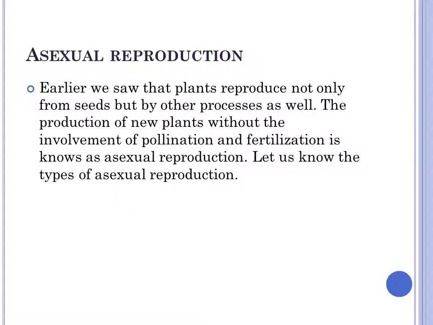Asexual reproduction. Earlier, we saw that plants reproduce not only from seeds but by other processes as well. The production of new plants without the involvement of pollination and fertilization is known as asexual reproduction. Let us know the types of asexual reproduction.